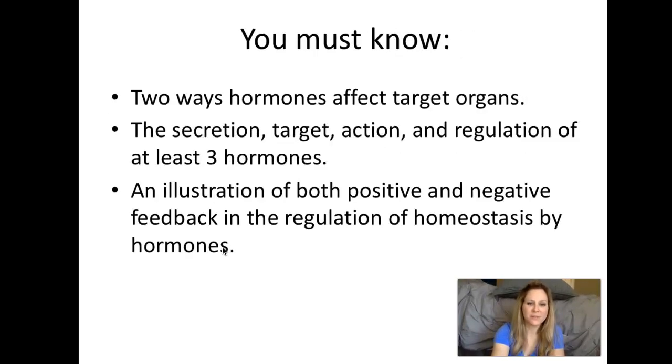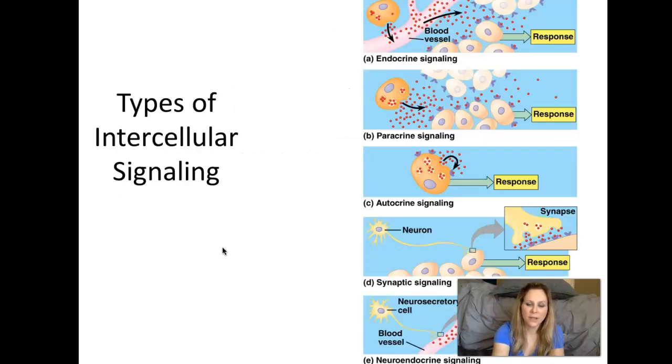All right, I'm going to talk about some specific hormones. I'm going to talk about the action of some hormones, some cell signaling information, a little bit about positive and negative feedback, and like I said, I'll end with a little bit on diabetes. So I just want to make sure that you guys understand that there's different types of cell signaling.